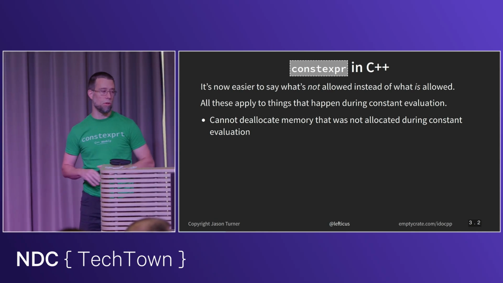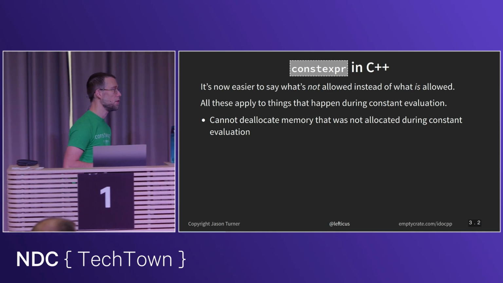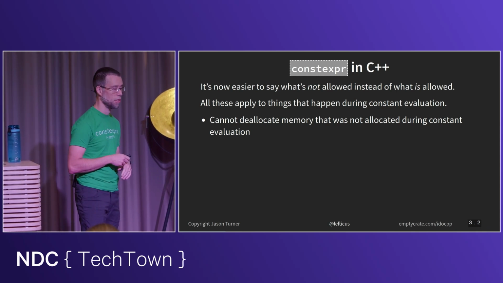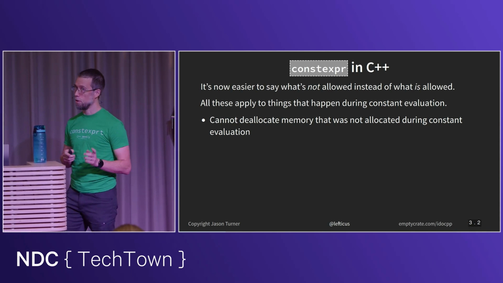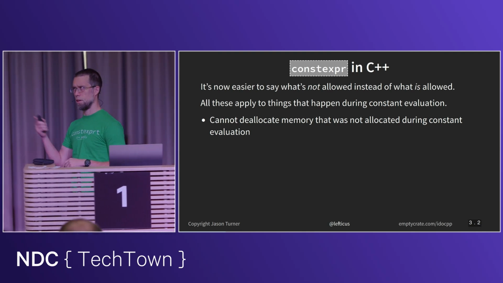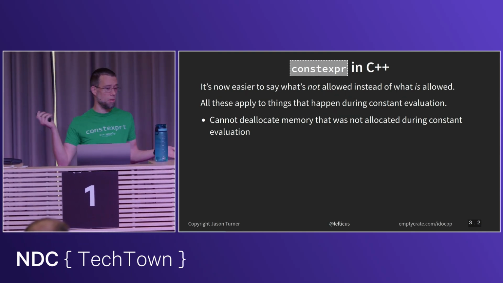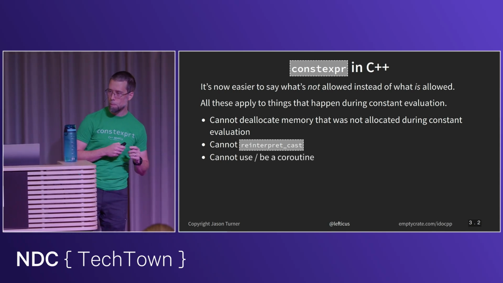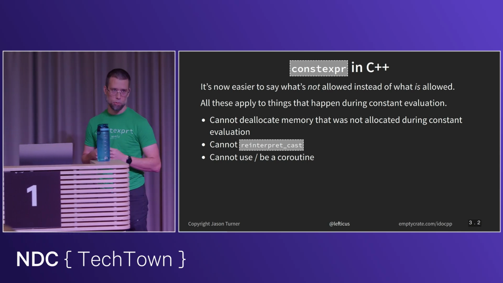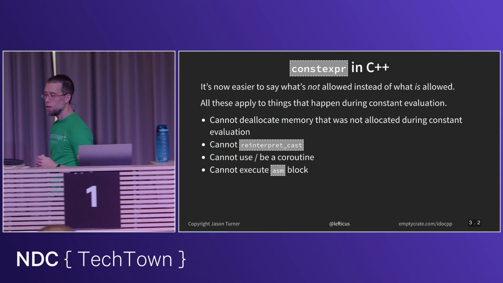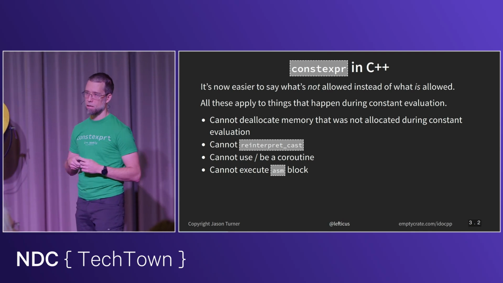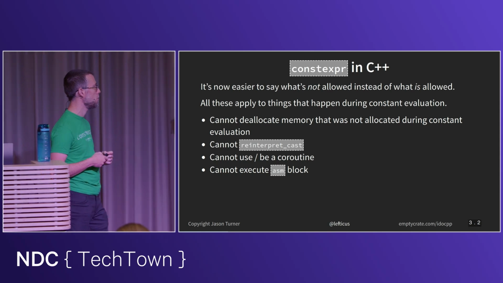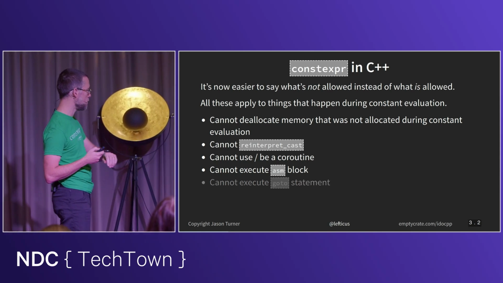The first rule that I wanted to highlight, which I thought was interesting because I was just rereading the rules, is that you cannot deallocate memory that was not allocated during constant evaluation. The more I think about that, I wonder how in the world you were supposed to ever get a pointer to memory that was not allocated during constant evaluation, but that's one of the things that was listed. We cannot use reinterpret_cast. You cannot use or be a coroutine yet. You cannot execute an assembly block. To be clear, you can have one in your consteval or Constexpr function. You're just not allowed to actually use it.